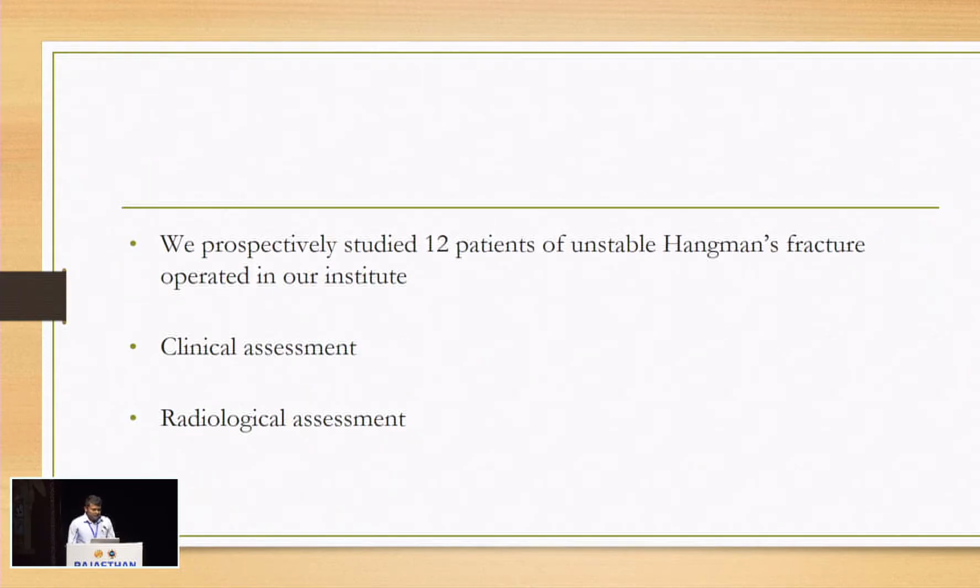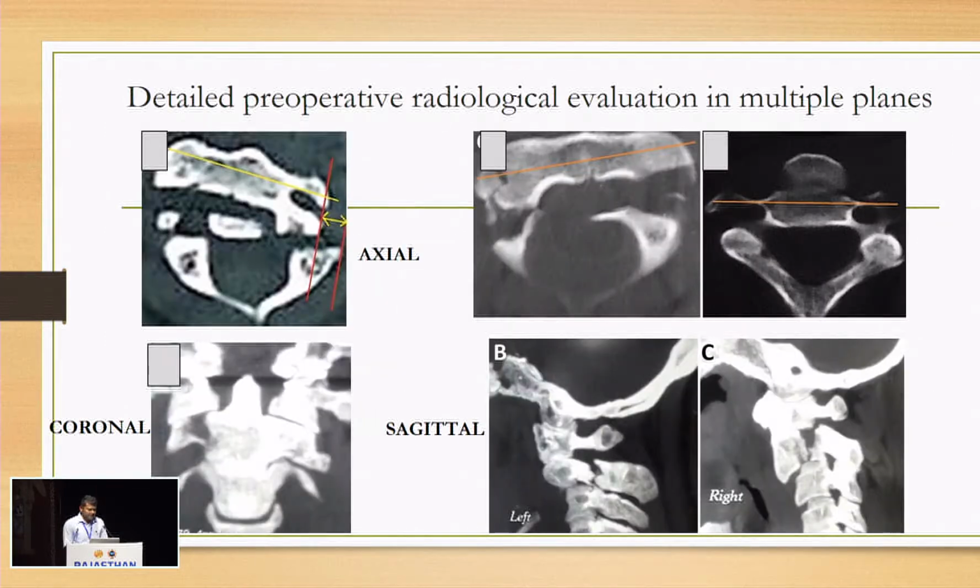So we studied 12 patients of unstable Hangman's fracture in our institute. Clinically, patients were assessed in terms of presenting symptoms, neurological status, and VAS score. We did a detailed preoperative radiological evaluation in multiple planes. In axial, we look for lateral translation and angular rotation. In coronal, we look for lateral translation, and in sagittal, we look for anteroposterior translation as well as overriding of the fragments.